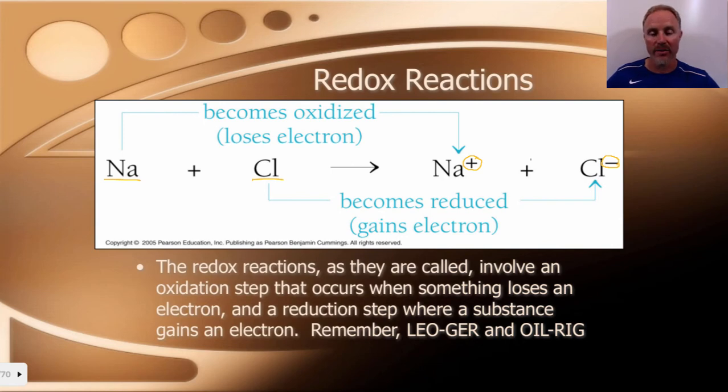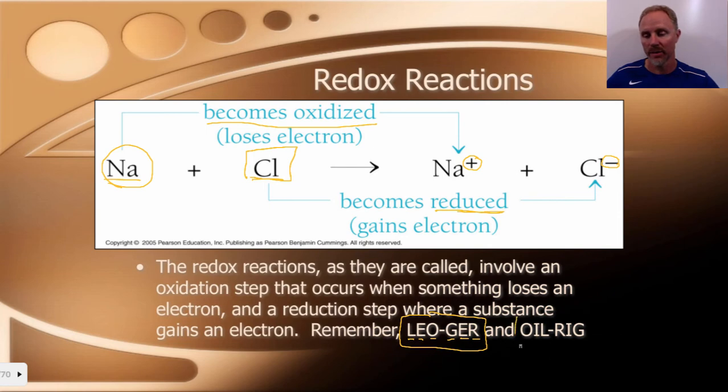So this is a redox reaction, and there's things that you've probably heard before. We've got LEO-GER. Leo the lion says GER. So this is lose electrons, oxidized. In other words, sodium here is losing the electrons, and it's becoming oxidized. And then GER is gain electrons, reduced. So this chlorine atom here is going to gain electrons and become reduced.